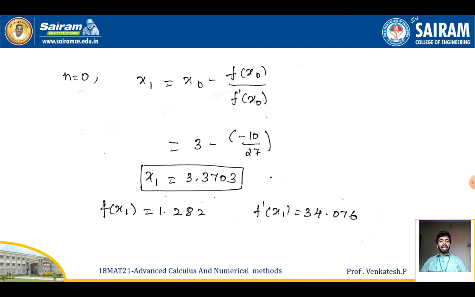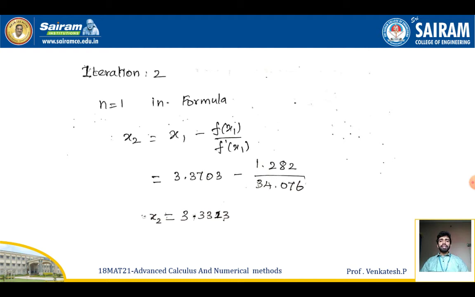On simplifying the above function, I got x1 = 3.3703. After estimating the value of x1, replace this x1 value in the f(x) function and the f'(x) function to estimate f(x1) and f'(x1). After replacing 3.3703 in the functions, I got f(x1) = 1.282 and f'(x1) = 34.076.